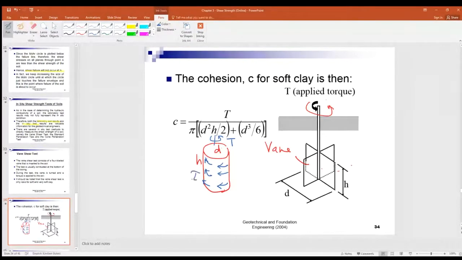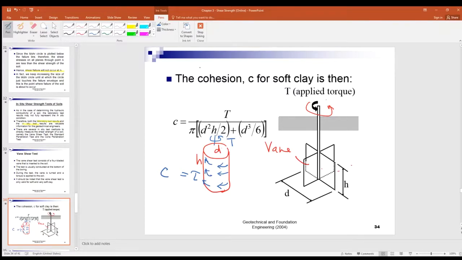So that is the shear stress. And here we call it cohesion, right? So the cohesion is equal to the shear stress developed on this surface of the cylinder.